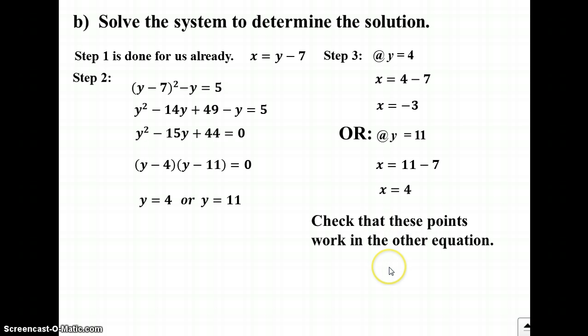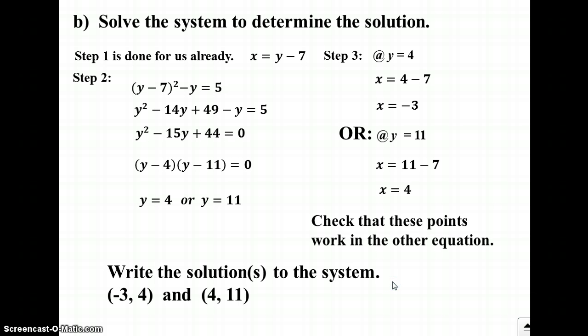So check that these 2 points work. We can check the other equation, x² − y equals 5. Check those 2 points, (−3, 4) and (4, 11). Make sure they work. If they do work, you can write the solutions as such.